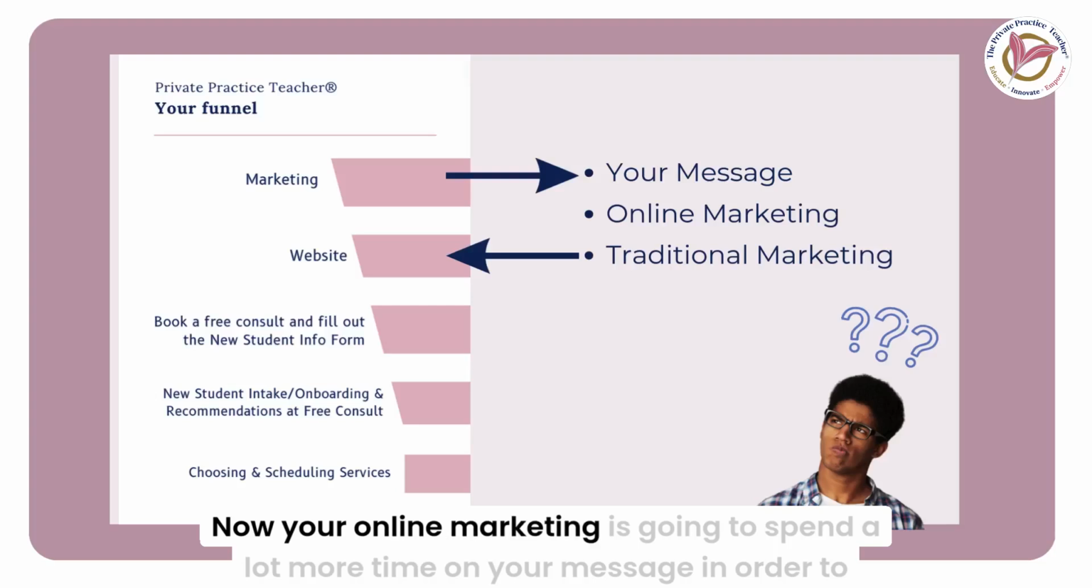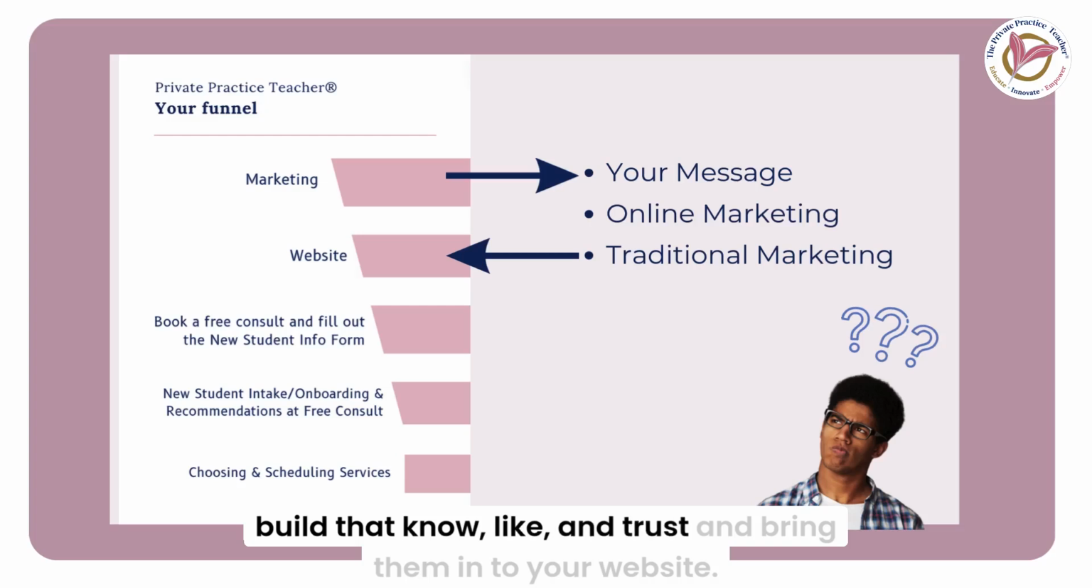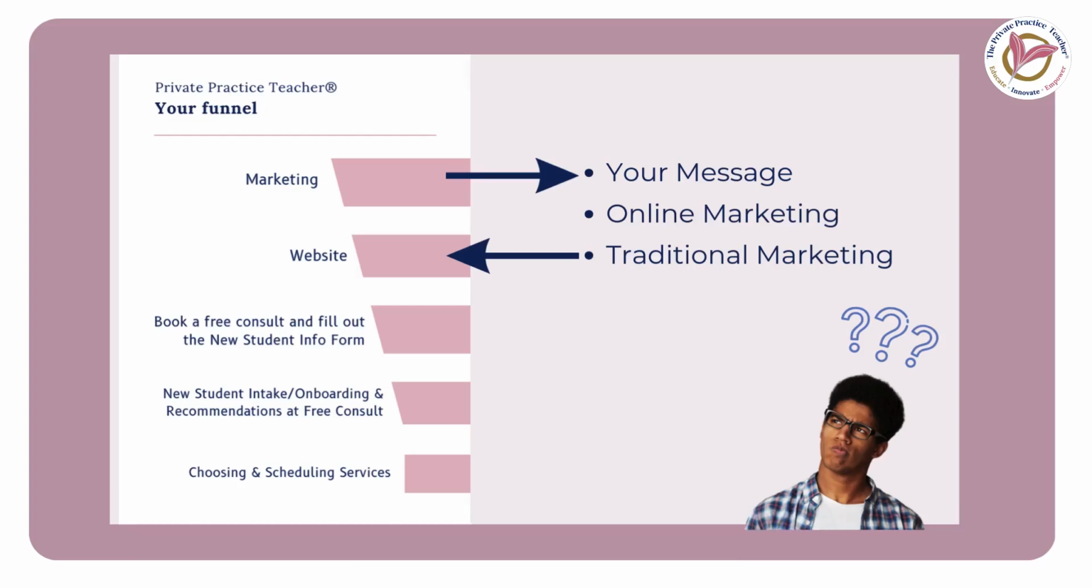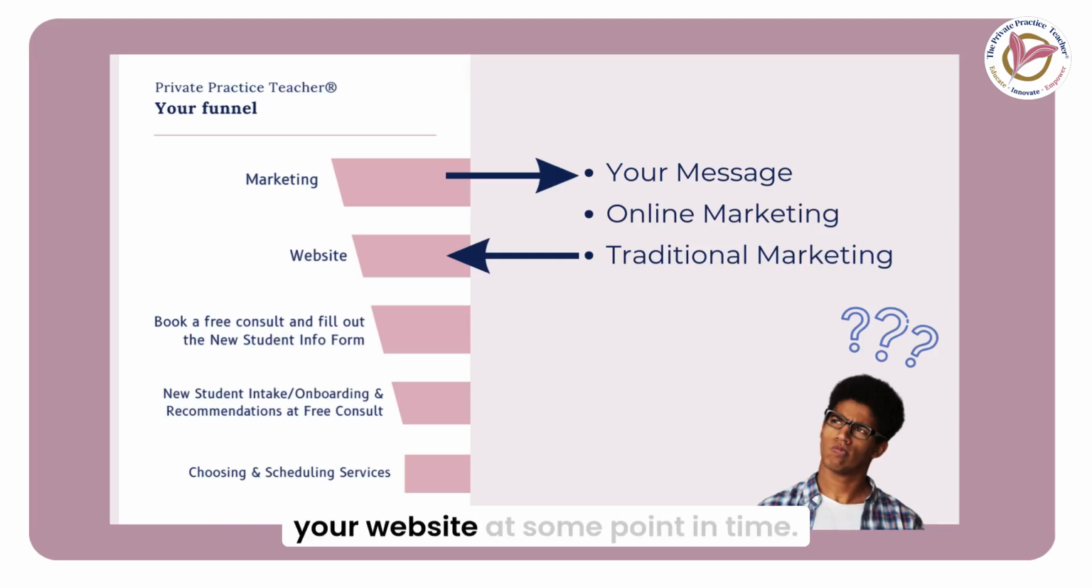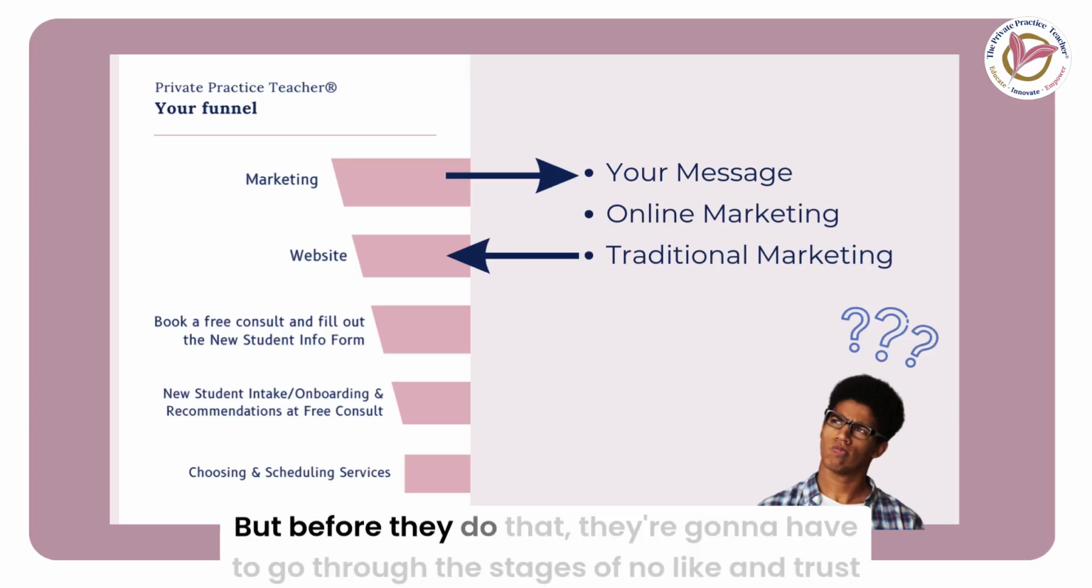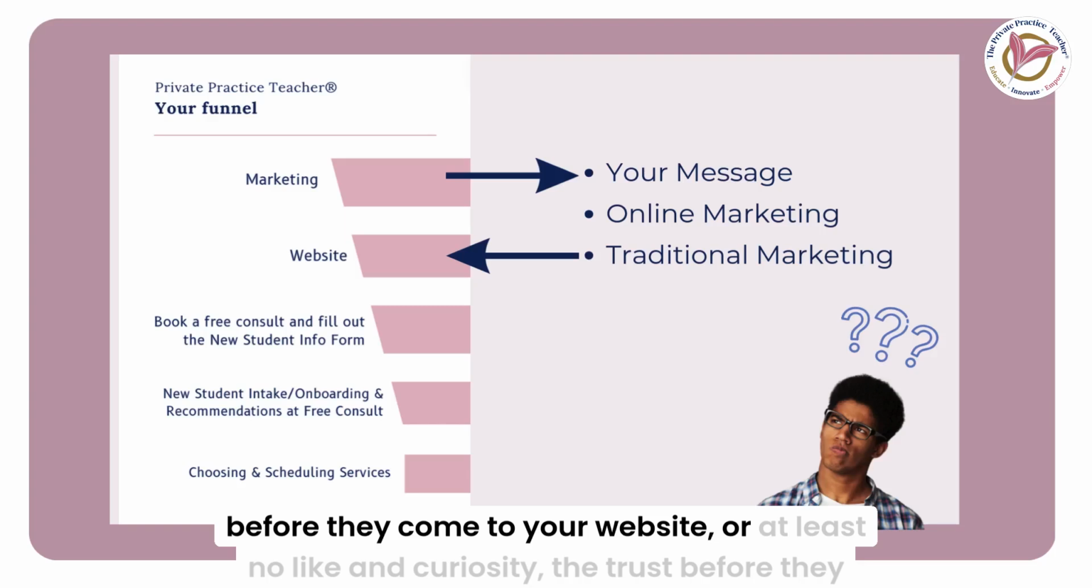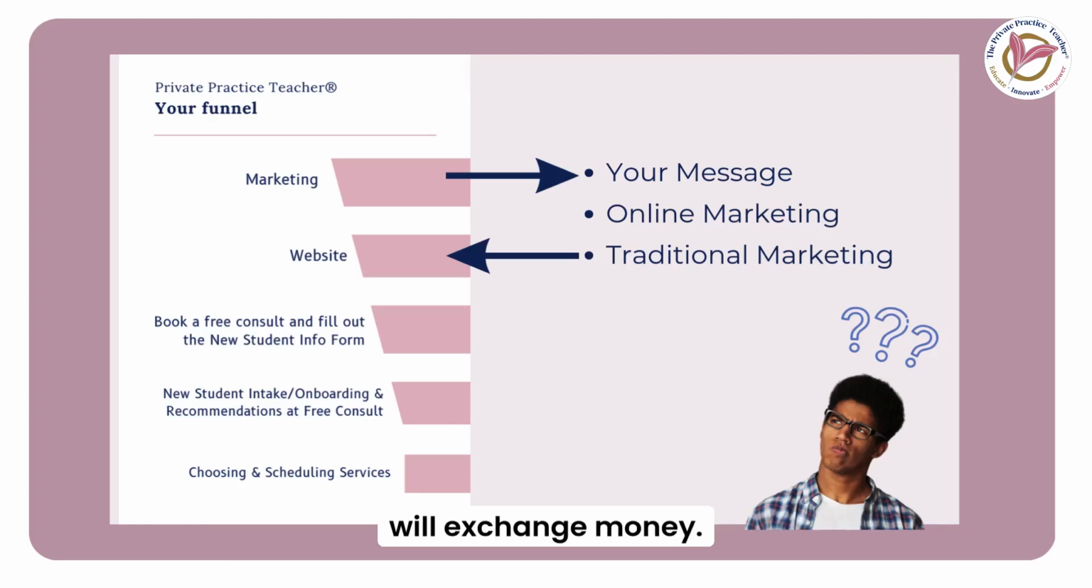Now, your online marketing is going to spend a lot more time on your message in order to build that know, like, and trust and bring them in to your website. So the purpose of your marketing and social media marketing is to get them to come to your website at some point in time. But before they do that, they're going to have to go through the stages of know, like, and trust before they come to your website, or at least know, like, and curiosity. The trust comes before they will exchange money.